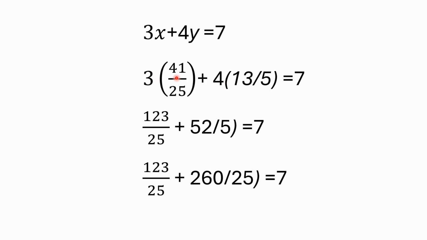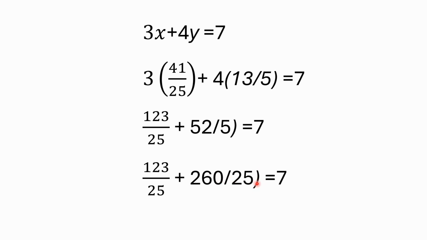That means we're going to have 3 times 41 over 25 plus 4 times 13/5. That gives us 123/25. And then I don't need that parenthesis here. Sorry about that. But it's 52 over 5. And then we multiply the numerator and denominator by 5 to get a common denominator of 25. That gives us 260/25. So 52/5 is the same as 260/25.